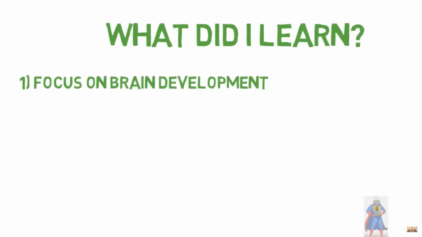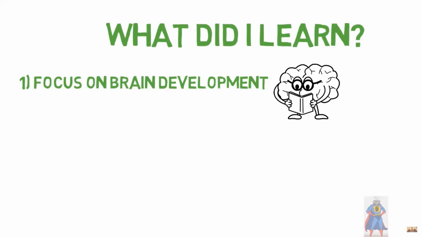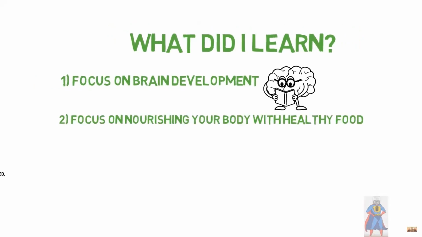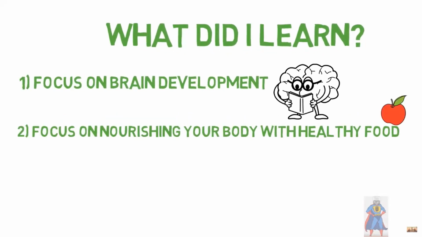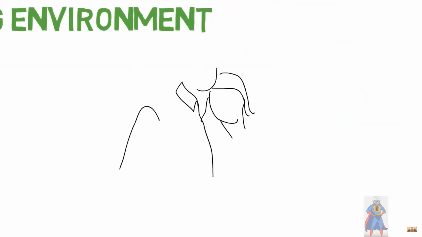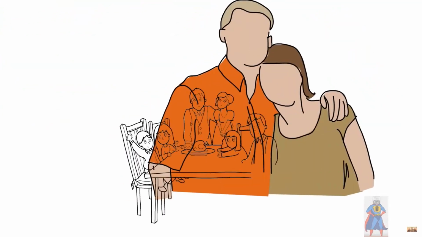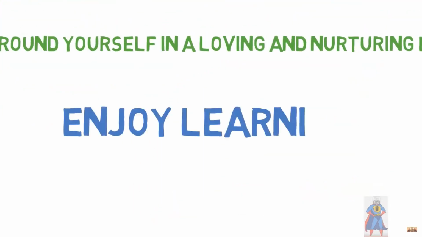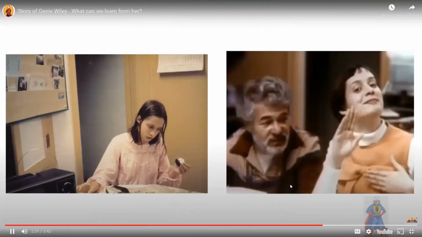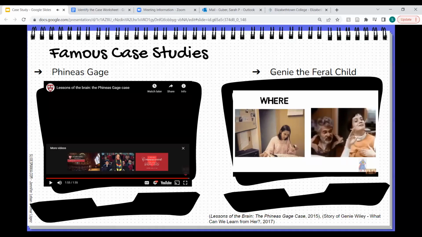One, focus on developing key brain regions that need development. So articulate your thoughts, enjoy solving problems, think creatively. And two, focus on consuming healthy food. Healthy body means healthy mind. And thirdly, surround yourself in a loving, nurturing, and enriching environment. And last, enjoy learning. So, where is Jeannie now, you may ask?